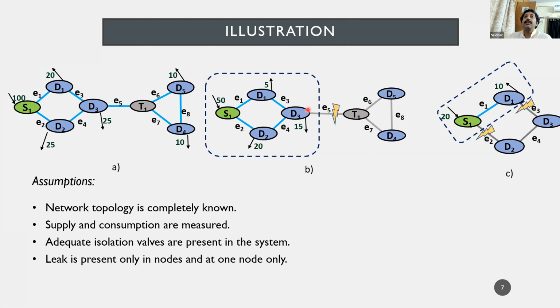So certain assumptions: the network topology is known. That is, you know which nodes are connected to what and in what order. You are able to measure all the supply and the consumption, with errors if necessary.